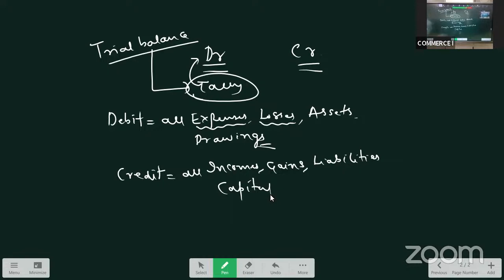Okay, what is the rule? What is a trial balance? Trial balance is a statement prepared on any particular date by taking the balances of ledger accounts to check the arithmetical accuracy of books of accounts. And what is the principle we apply? We apply the principle: all the expenses, losses, assets, and drawings are shown in the debit column of trial balance, and all the incomes, gains, liabilities, and capital are shown in the credit column.